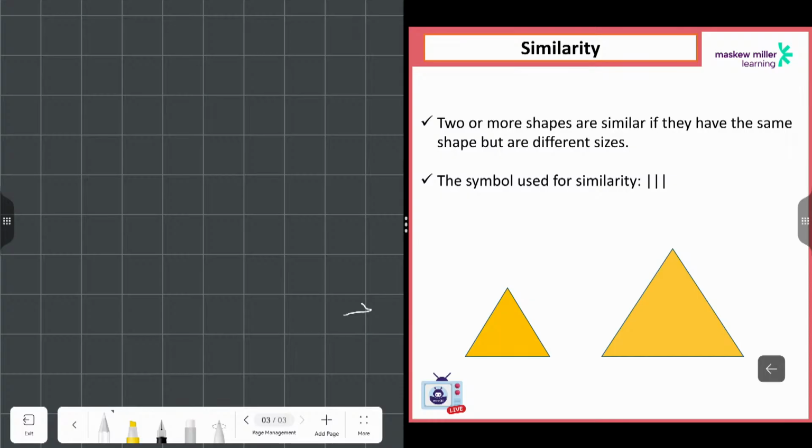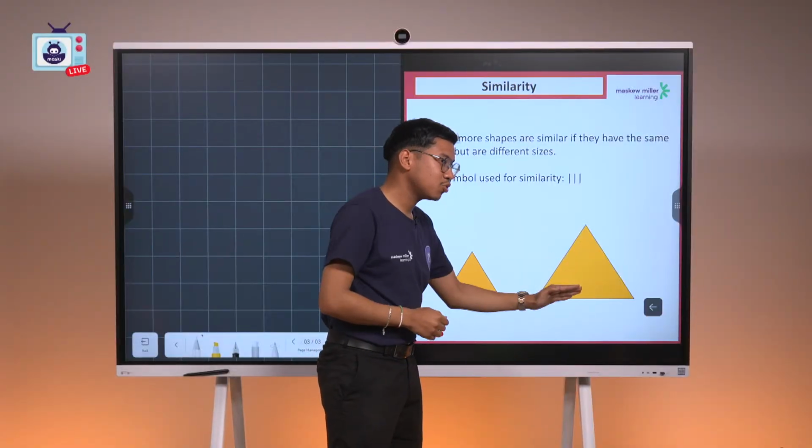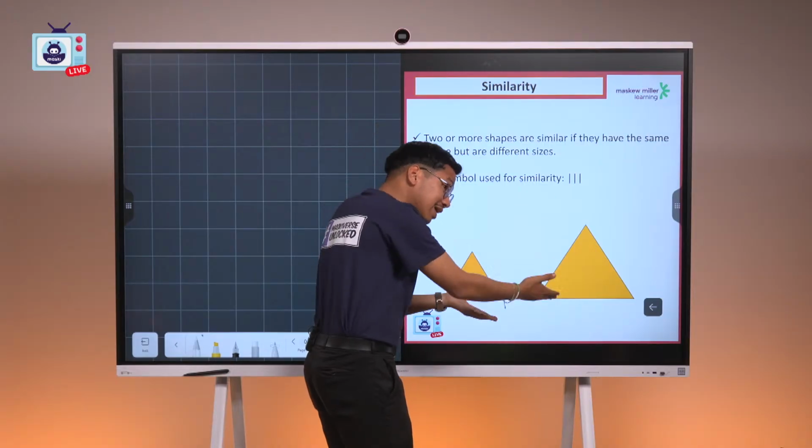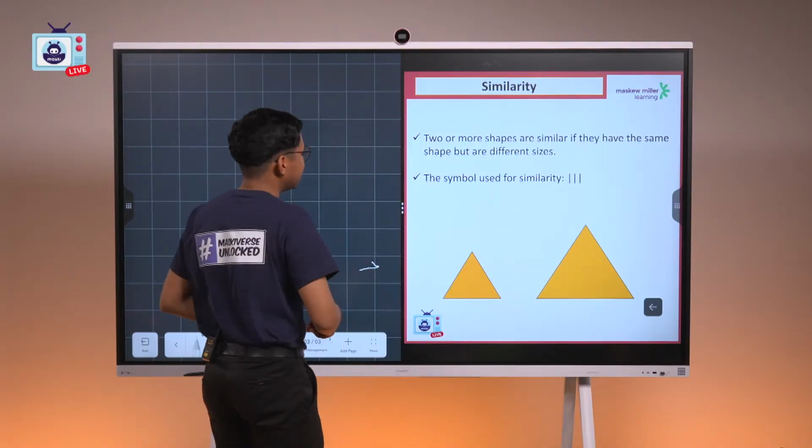And here we have a perfect representation of what two similar shapes look like. They are similar, the shape is the same, but the sizes are different. Hence why they are similar.